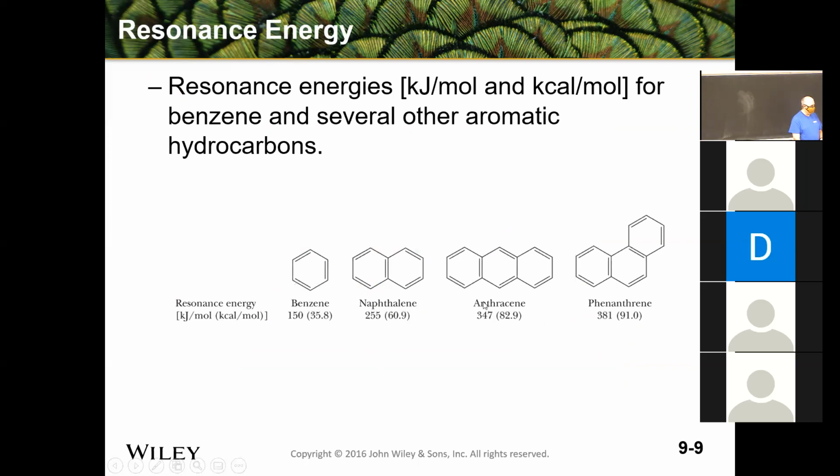Okay, we have benzene, and then 2 fused benzene rings would be naphthalene. Here is anthracene. You might have used naphthalene or anthracene in an extraction lab. And then phenanthrene. These are just a few of the polycyclic aromatic hydrocarbons.